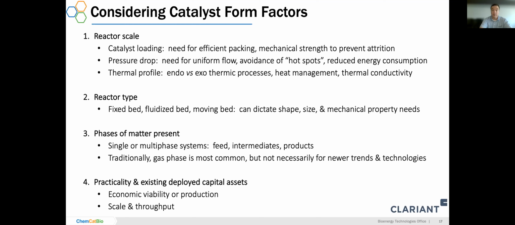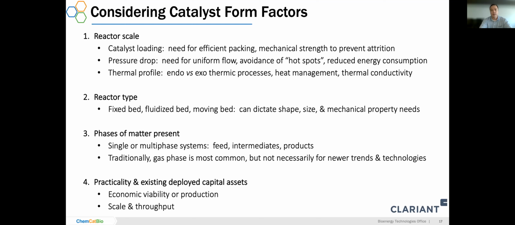There are different types of reactors. Bruce also touched on this, whether it's fixed, fluidized, moving bed, et cetera. That also has a very strong influence on what shape, size, and mechanical properties your engineered catalyst needs. What types of phases of matter are present in your reactor? Are we talking single phase or multi-phase systems? Gas phase is a very common type of reactor, I'd say probably the most common, but that's not necessarily true, especially for a lot of newer trends and technologies.